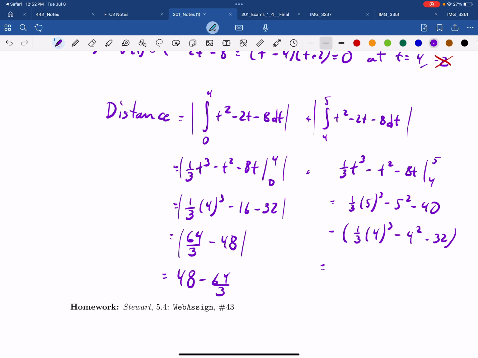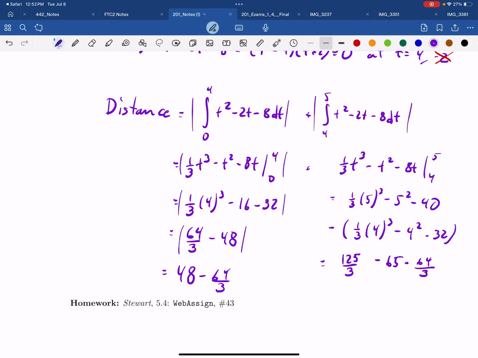This will be 125 over 3, minus 64 thirds, but then this is going to be plus 48. So it'll be a little bit close, but I think this is positive. 125 minus 64, that's going to be 61, minus 17. Yeah, that's definitely positive because that's minus 54. I think that's 8/3.